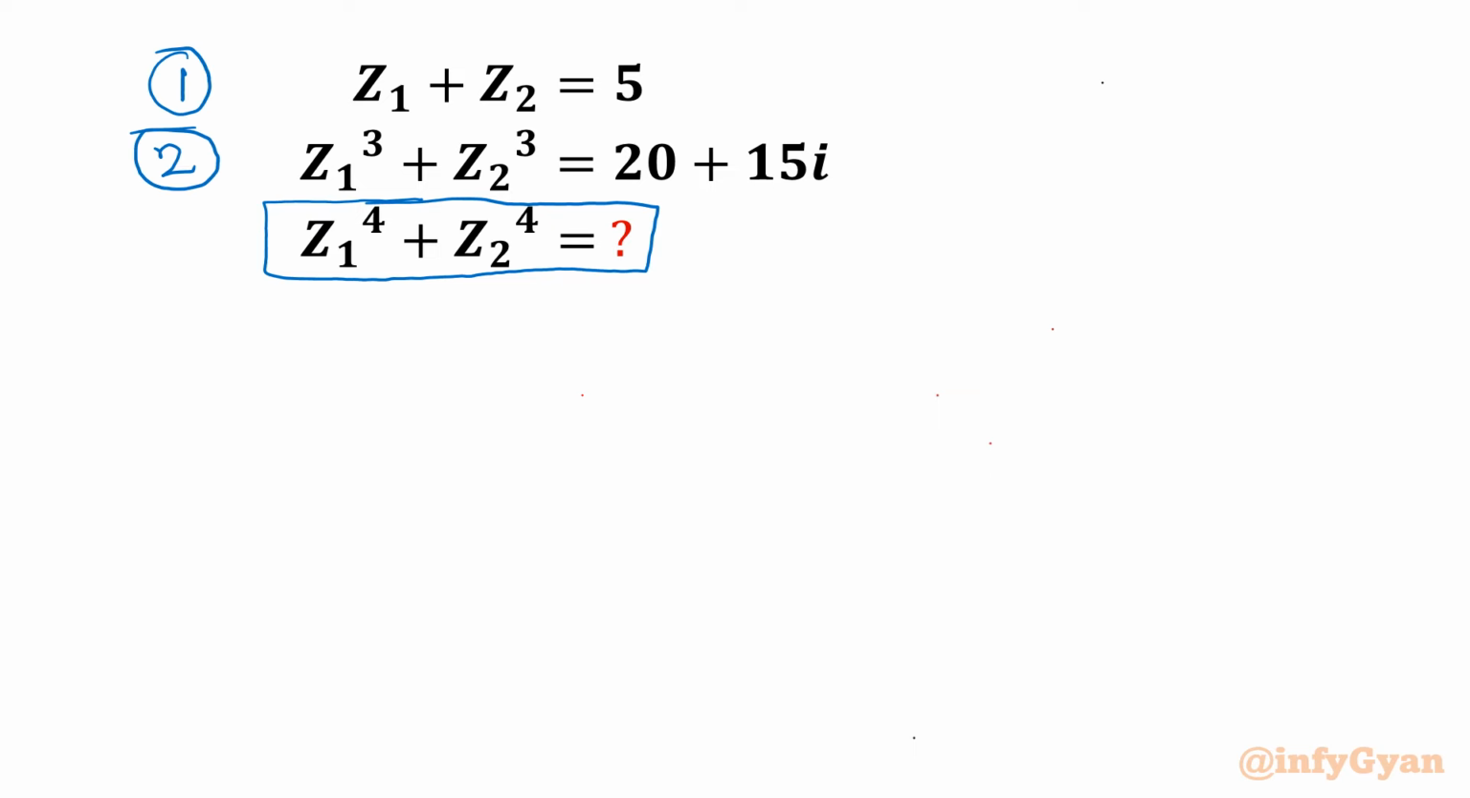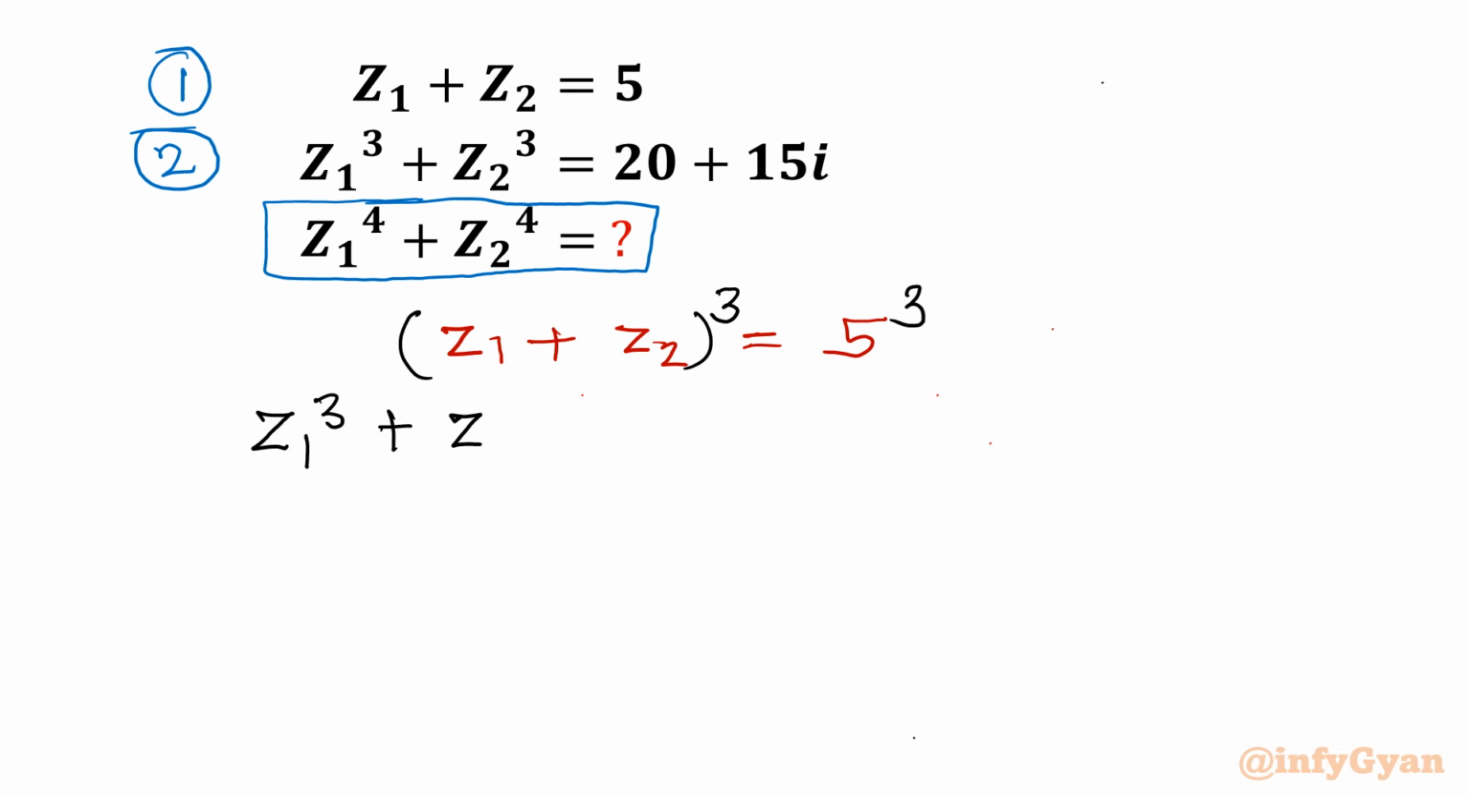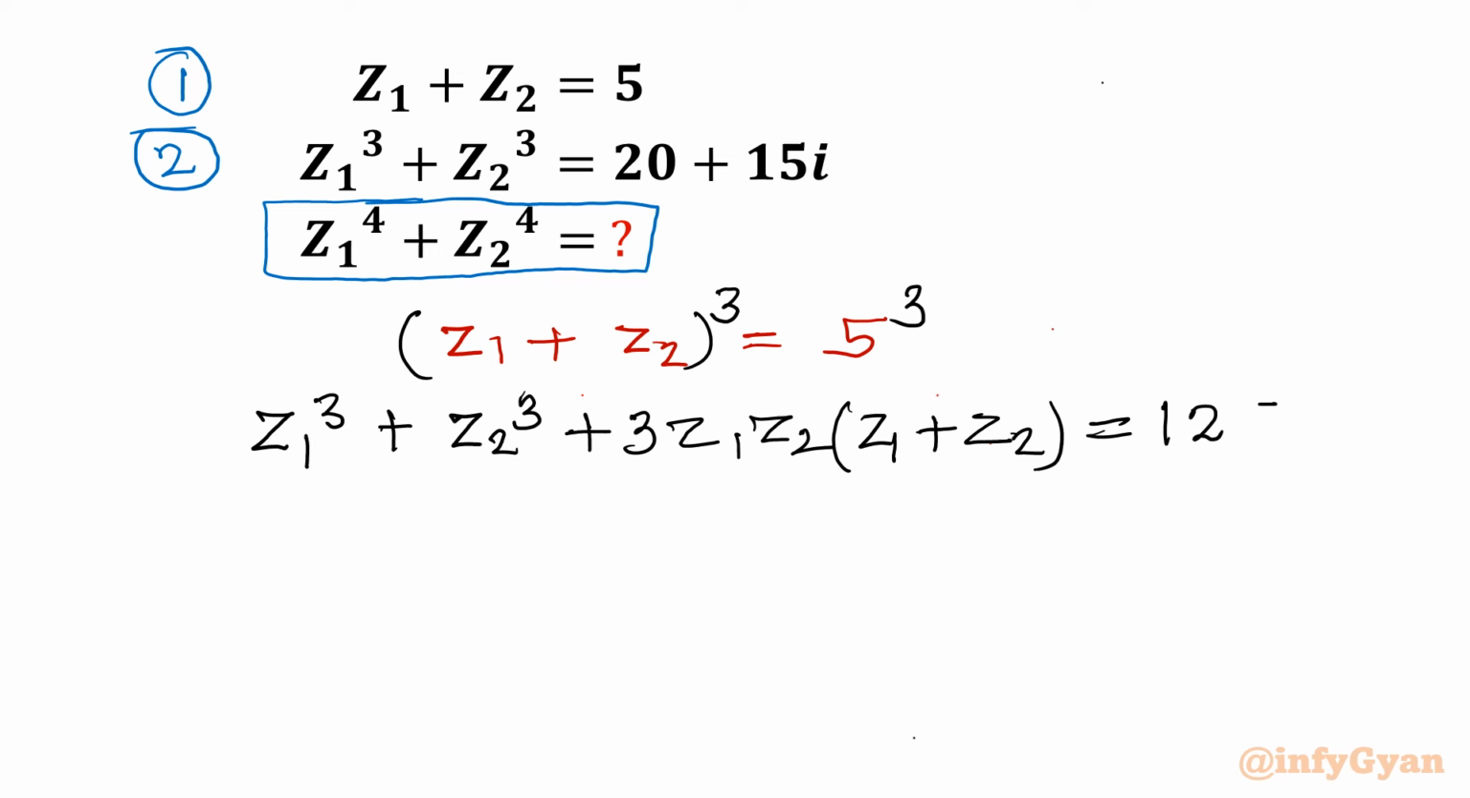So 1 and 2. Then I will consider our equation number 1 and cube both sides. z1 plus z2 equal to 5. Now I will take cube both sides. So I can write the whole cube, using the a plus b whole cube formula: a cube plus b cube plus 3ab times a plus b. Right hand side it is 5 cube, so I will write 125.